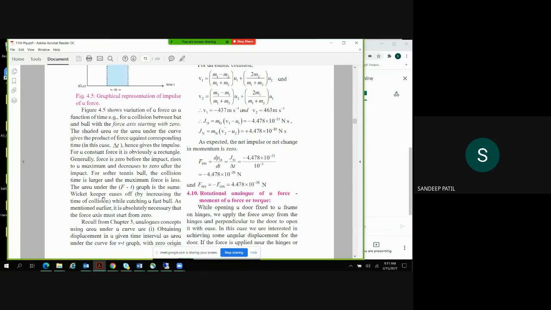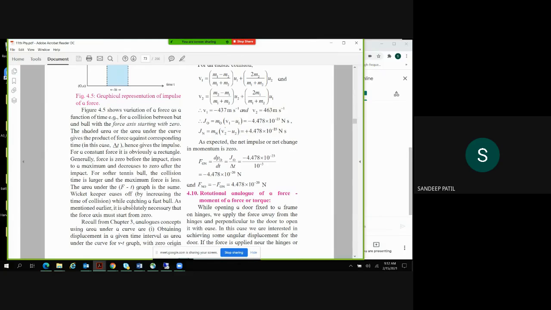A wicketkeeper eases off by increasing the time of collision while catching a fast ball. So what does the wicketkeeper do for a fast ball? They increase the time of collision, right? They draw the ball back into their gloves, so that is more contact time. That way they ease off and make the impact less on themselves.